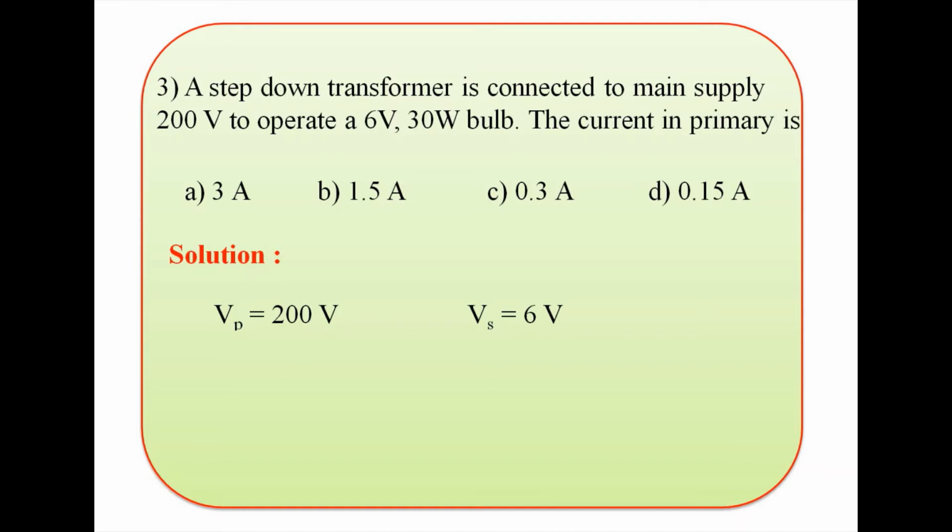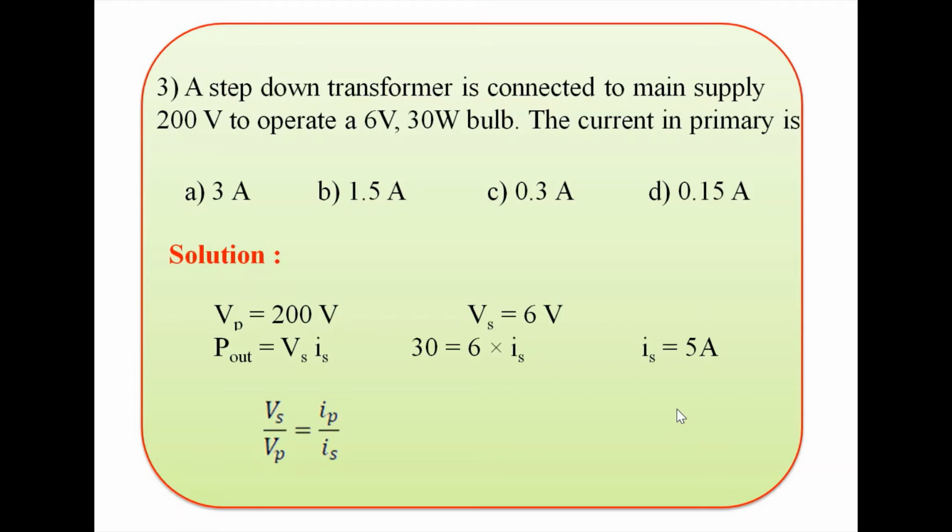Here, as per the given problem condition, the voltage in the primary is 200 volt and the voltage in the secondary is 6 volt. We know that power is the multiplication of voltage and current. So the power out is equal to Vs into Is. Putting the values in this equation, we can write 30 equals 6 times Is. Solving this equation, the current in the secondary Is is 5 ampere.